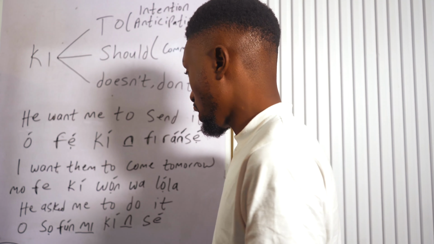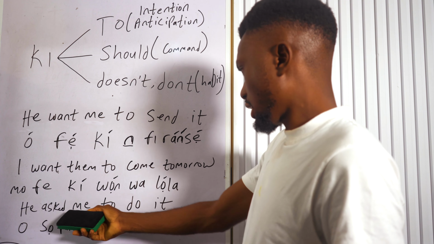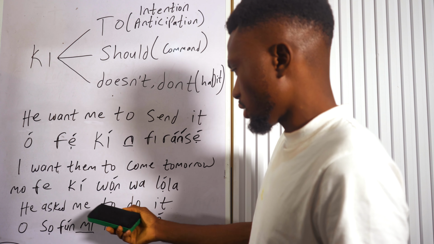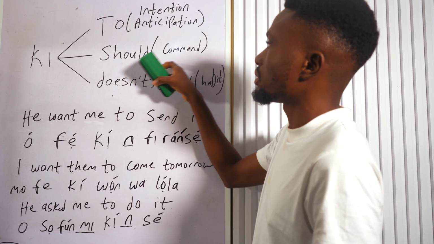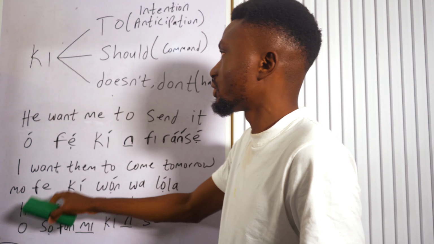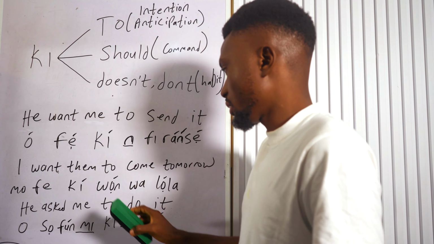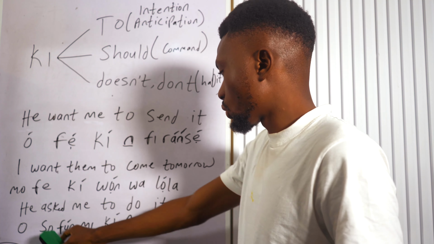He said I should do it. No, we are using to. Let me not go to should. Should is also being used, and we can also have it with kí, but let me not jump to that. So, he told me to do it: kí n ṣe.